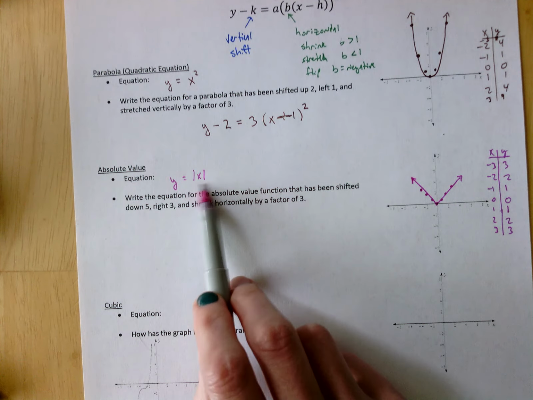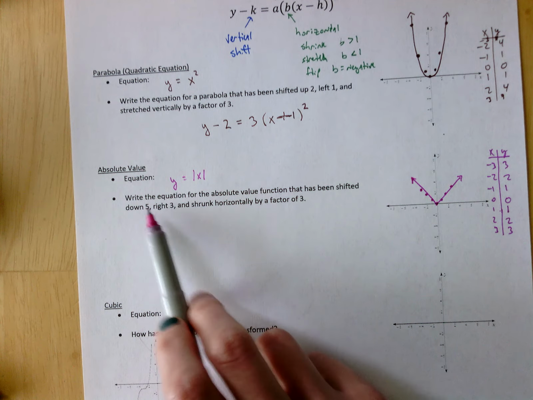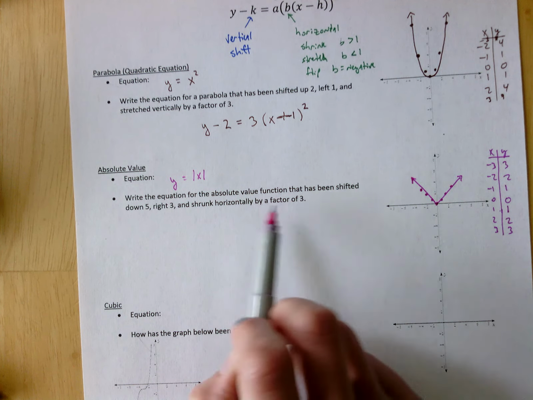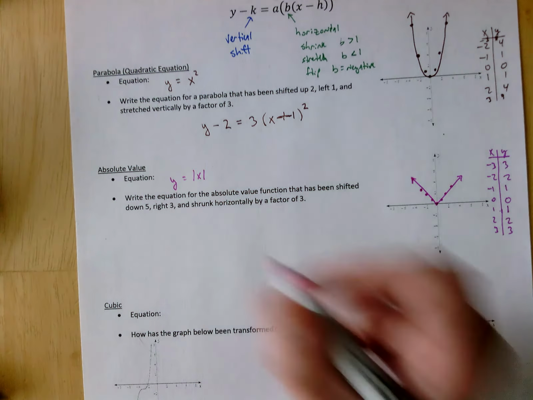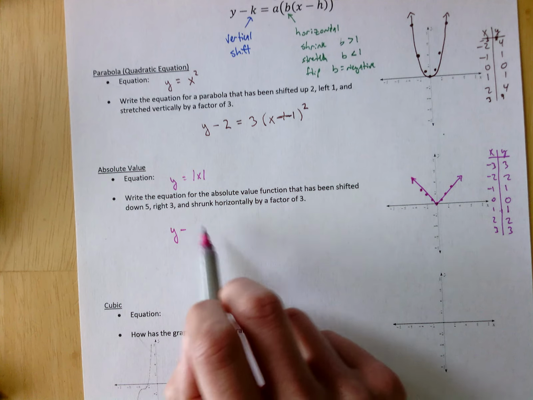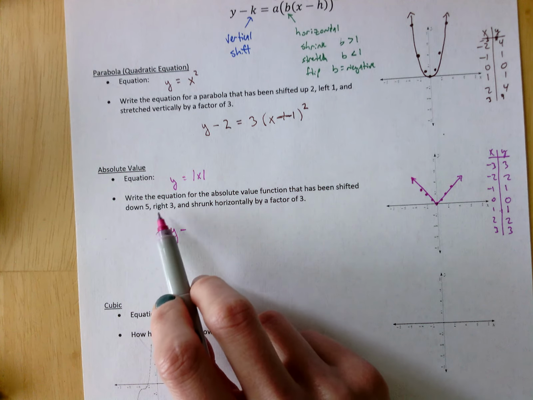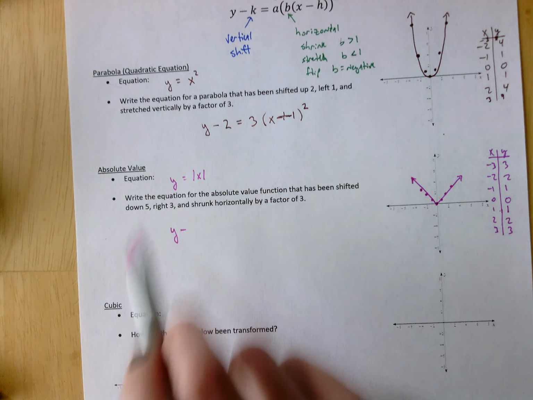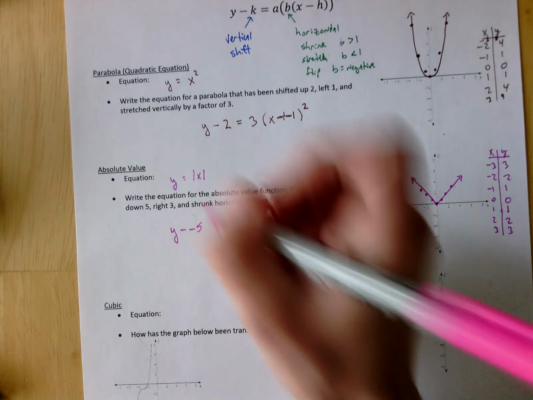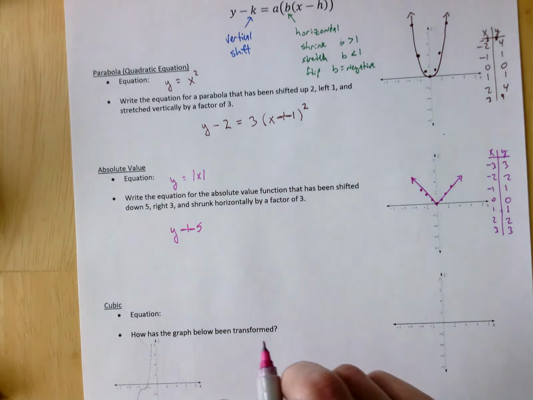So that tells me I need these bars. Shifted down 5, right 3, and shrunk horizontally by a factor of 3. Okay, so horizontal shrink by a factor of 3. So y minus, then I put in my vertical shrink, stretch, or flip. Well, it's been shifted down 5. So -5. Okay, and again, we're just going to pretty that up, make that a plus.